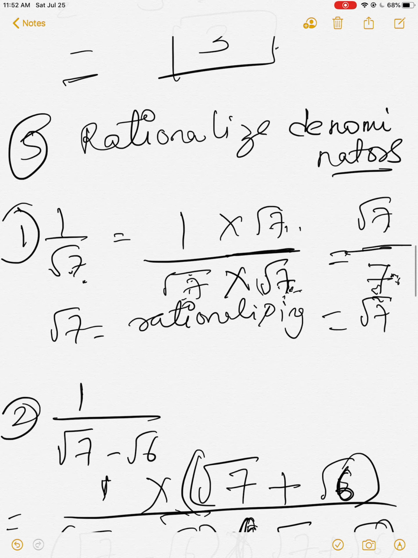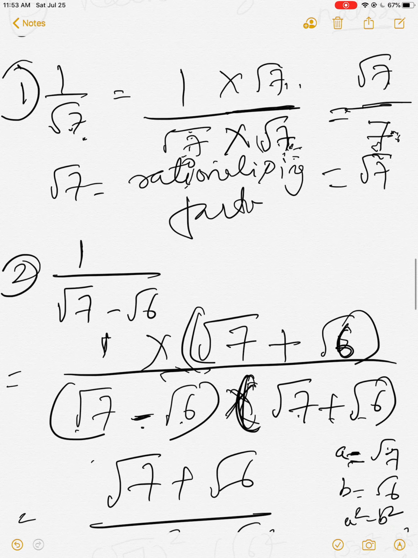One thing you have to remember: here √7 is called the rationalizing factor, because when multiplied by √7, the irrational number becomes rational. So what is the rationalizing factor of √7? √7 only. If you multiply by √7, it is converted into a rational number.